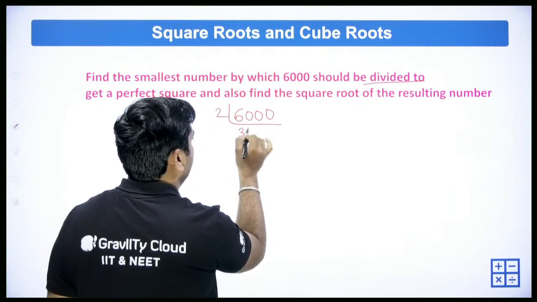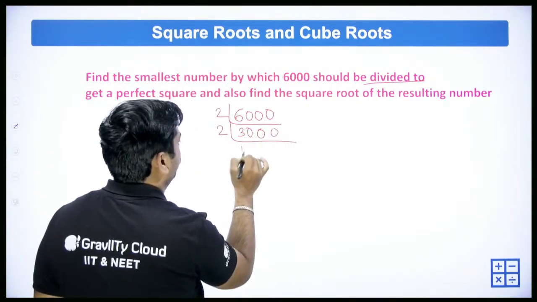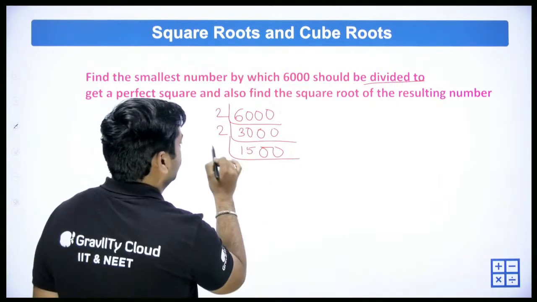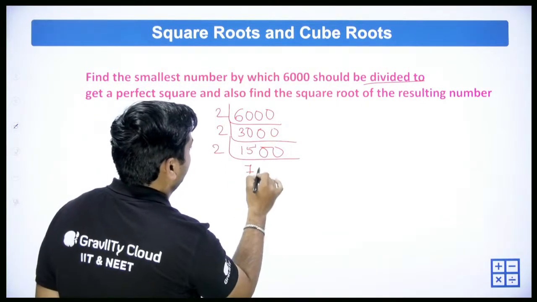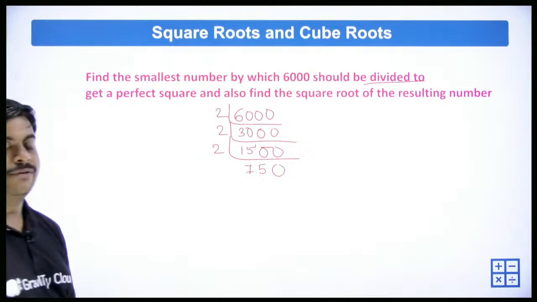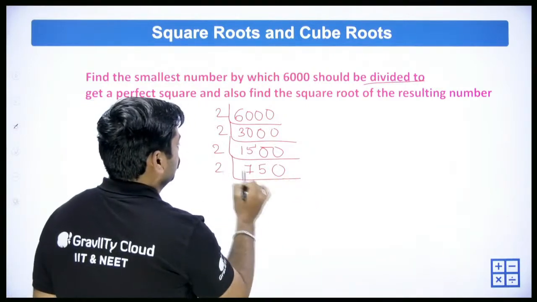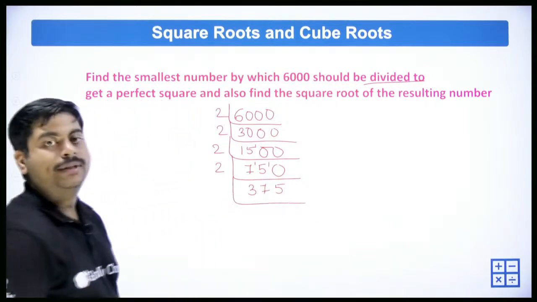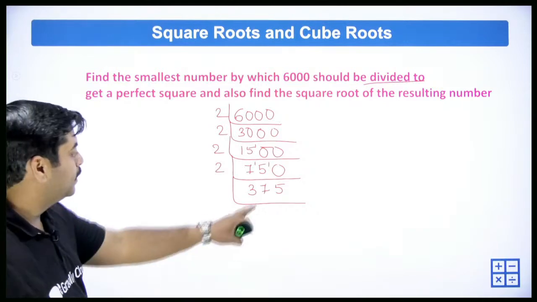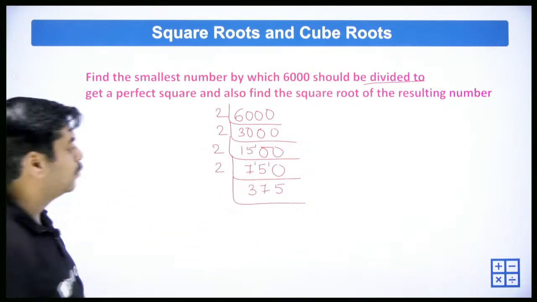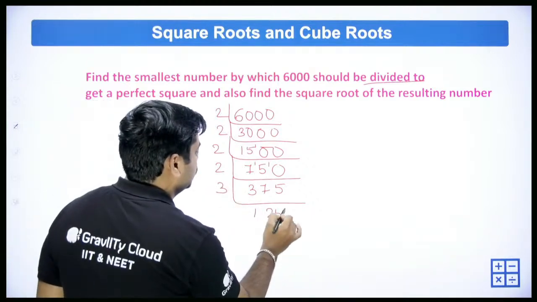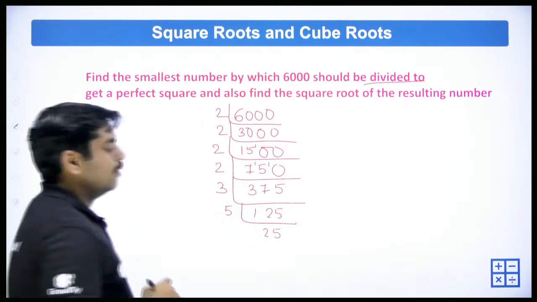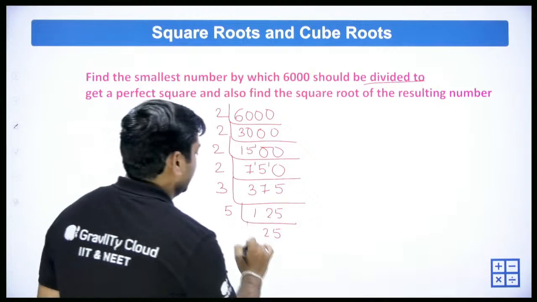2 1s are 2, 3000, and 2 1s are 2, 1500, right? Then 2 7s are 14, 2 5s are 10, 750. Again with 2, 2 3s are 6, 2 7s are 14, 2 5s are 10, 375. Once again, can we go with 3? 3 plus 7 is 10, 10 plus 5 is 15. Yes, we can go with 3. 3 1s, 3 25s, 125. Once again with 5, 5 1s, 5 25s, and again 5 1s, 5 5s.